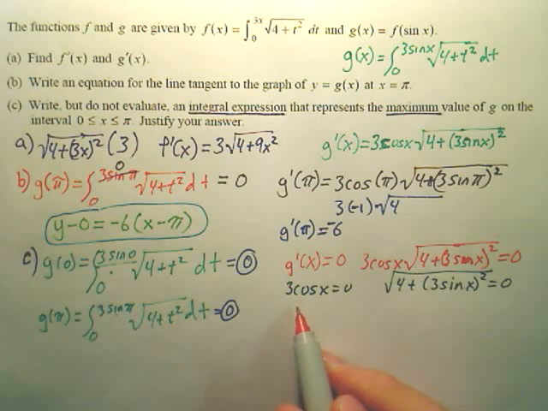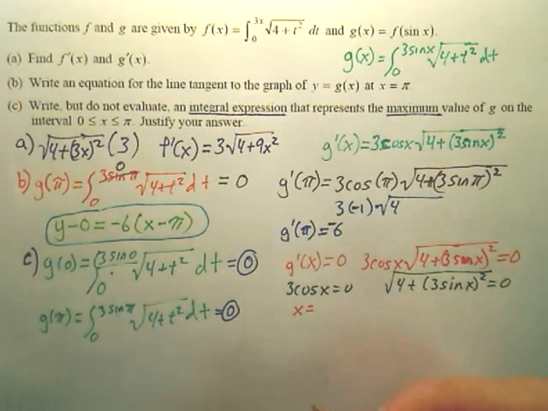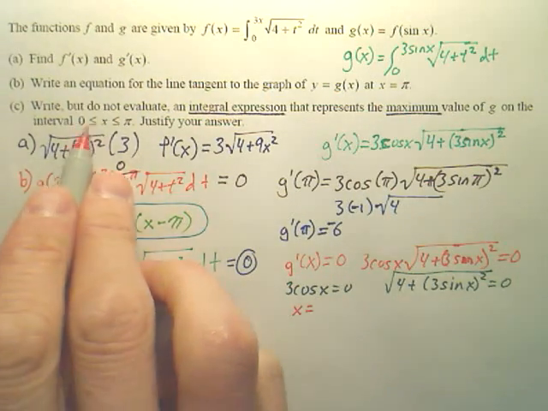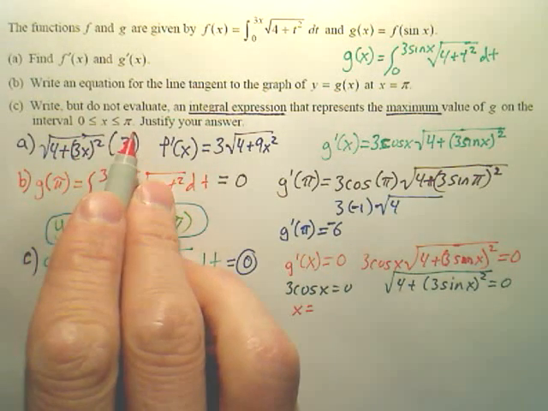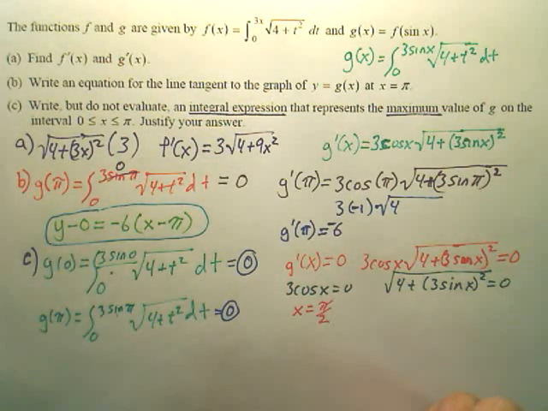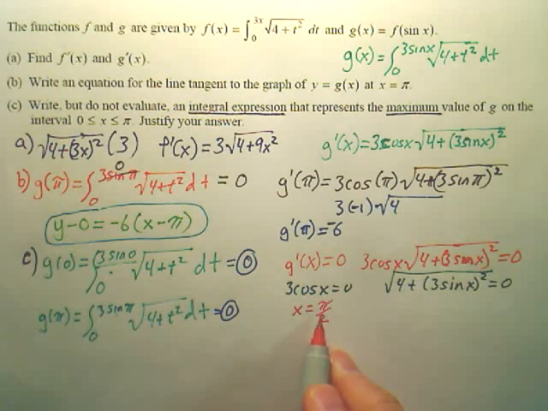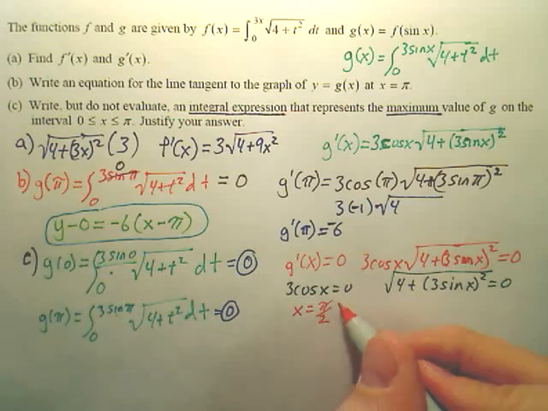So could I divide both sides by 3? So what makes cosine basically 0? Does anything make cosine 0 on this interval? Does pi over 2? Yeah. So this would be pi over 2. Anywhere else on this interval do we get cosine 0? No. So there's 1.